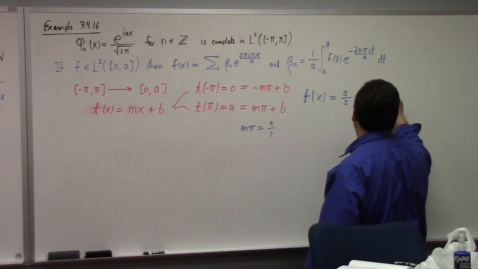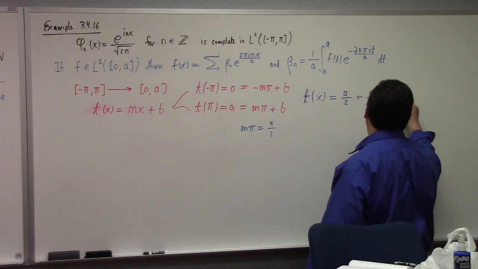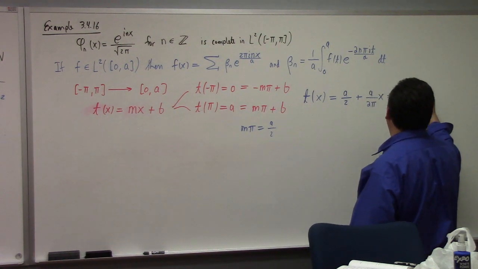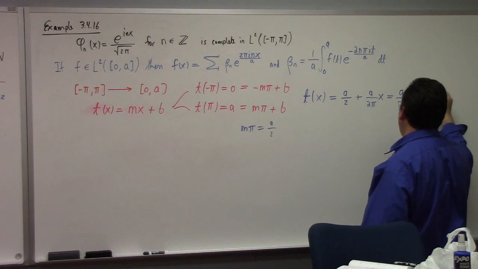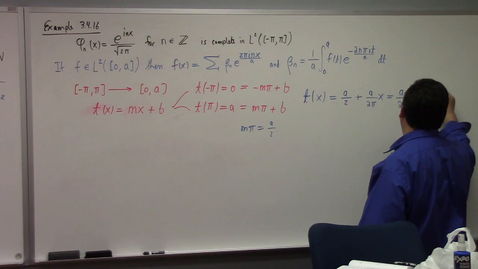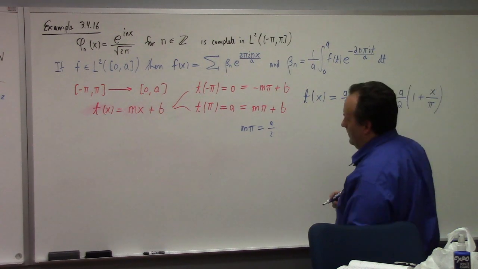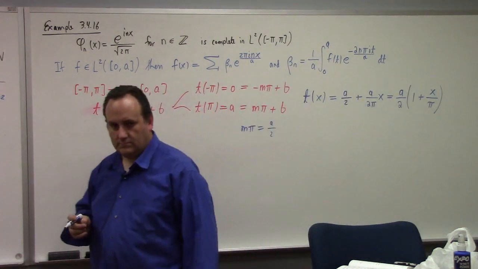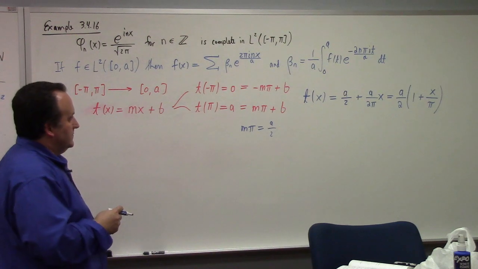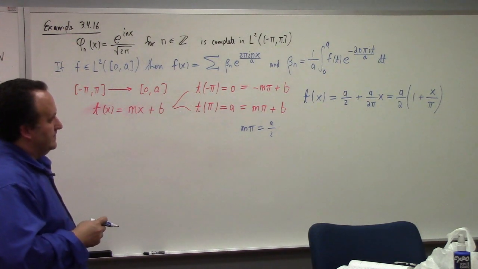Well, you add them, so you get 2m pi equal to a. And then you divide by 2 and pi, so it should be m is equal to a over 2 pi. Right? Did I get it? m equal to a over 2 pi.